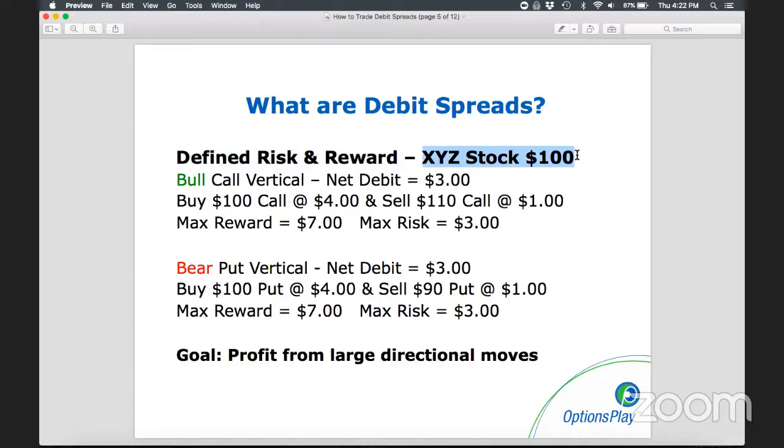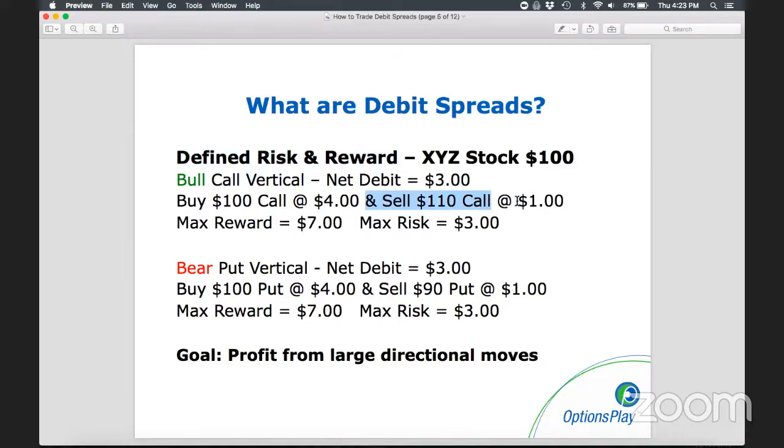I'm only using a fake stock right now because it's easier to talk in the context of how to create a debit spread. We talked about there being two different debit spreads: a bull call vertical and a bear put vertical. A bull call vertical is a strategy defined by buying a near-the-money call. So with stock XYZ trading at $100, I'm going to buy the $100 call, and let's say that call costs me $4. At the same time, I'm going to sell a higher call, a 110 call, a call that's out of the money.